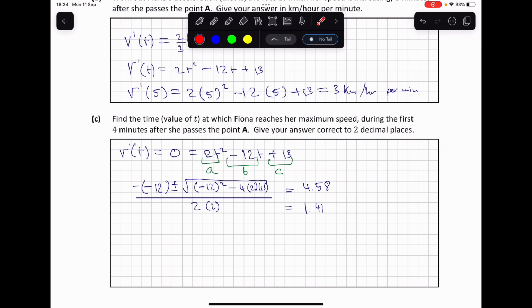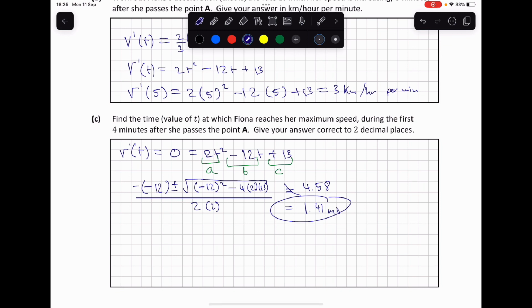So in the question it says find the time at which Fiona reaches her maximum speed during the first 4 minutes after she passes A. 4.58 is not within the first 4 minutes, so we can chuck that away and ignore it for now and just look at this. 1.41 is our time of maximum speed.